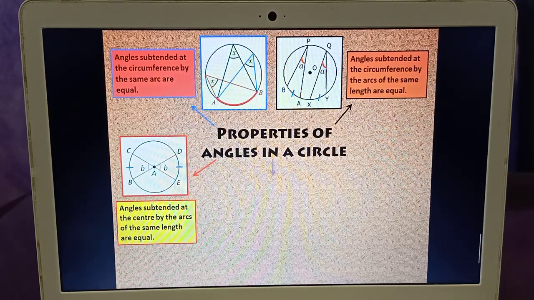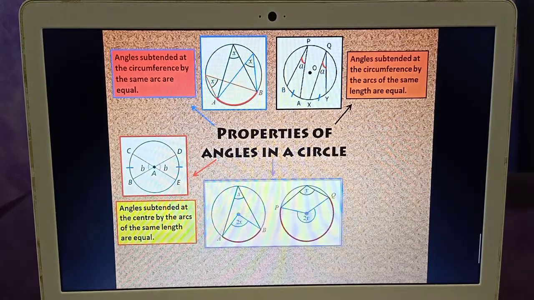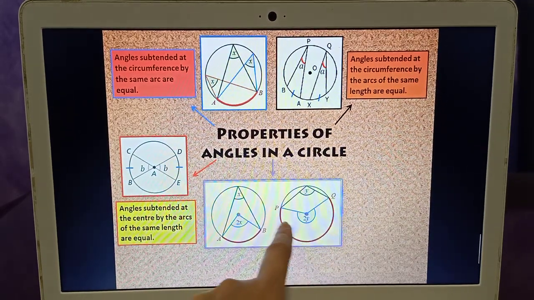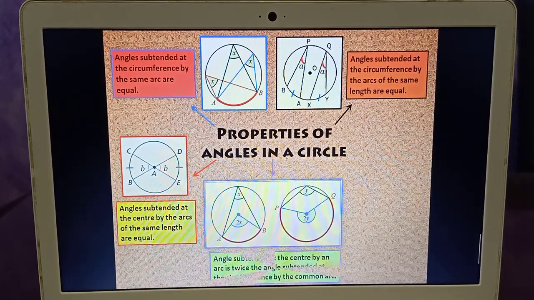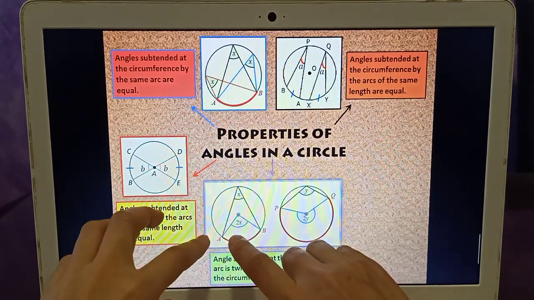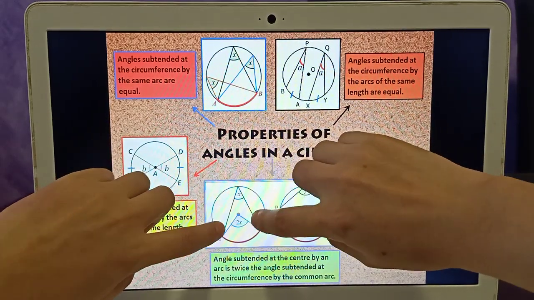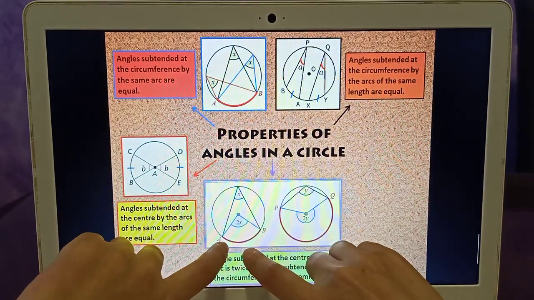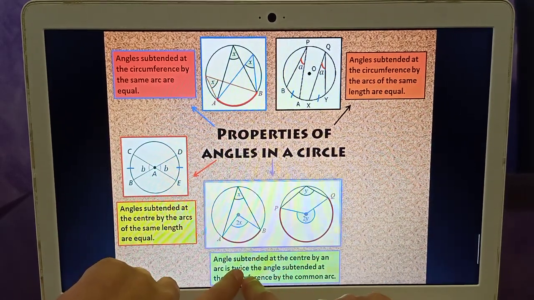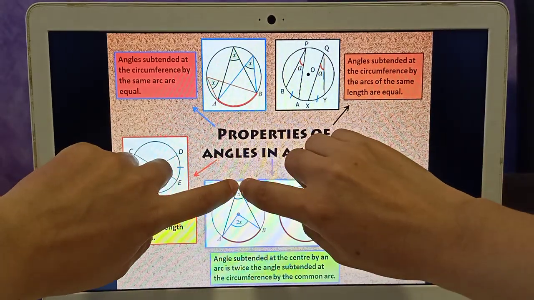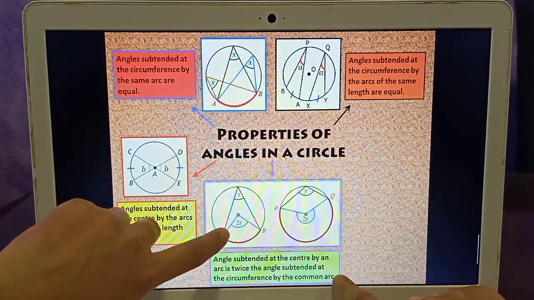Alright. Next one. This is very famous, especially this one, many students get confused with this, so I'll explain this one. Angle subtended at the center by an arc. For example, in this case, this angle 2x is the angle subtended at the center by arc AB. This angle is actually twice the angle subtended at the circumference by the common arc.